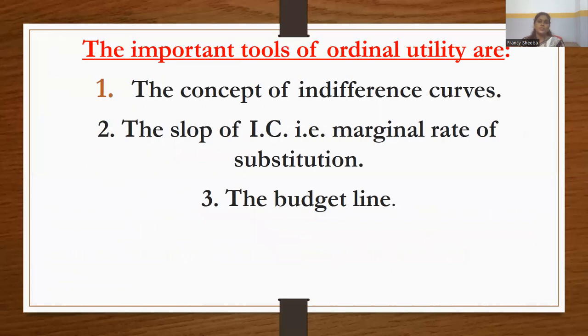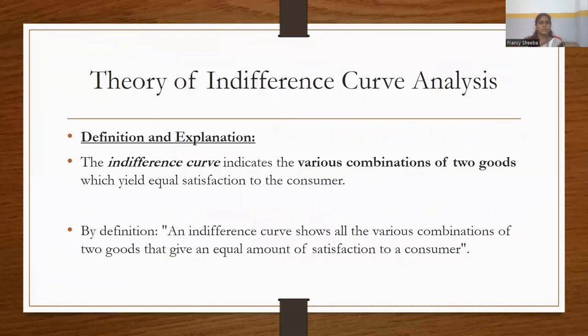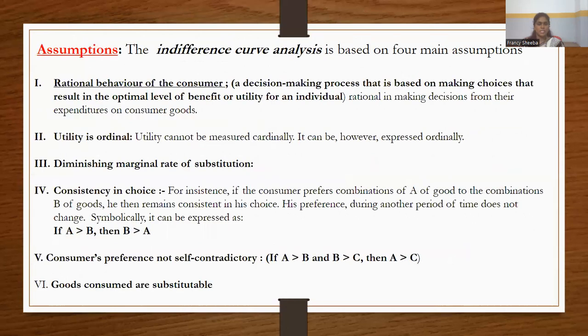The important tools of ordinal utility are 1. The concept of indifference curves. 2. The slope of the IC, i.e. marginal rate of substitution. 3. The budget line. The indifference curve indicates the various combinations of two goods which yield equal satisfaction to the consumer. By definition, an indifference curve shows all the various combinations of two goods that give an equal amount of satisfaction to a consumer.